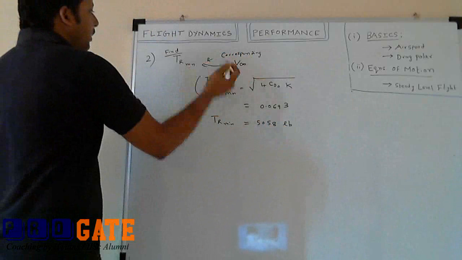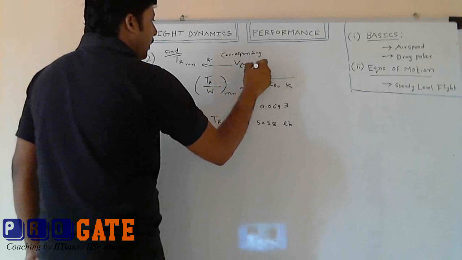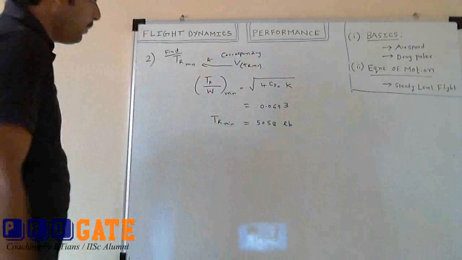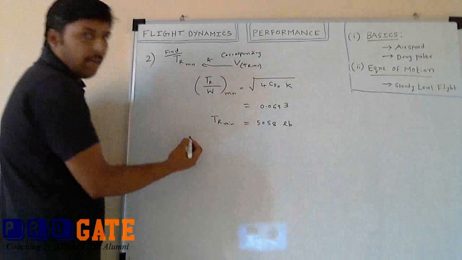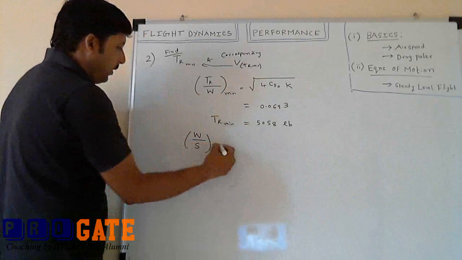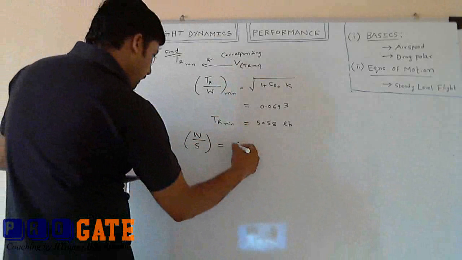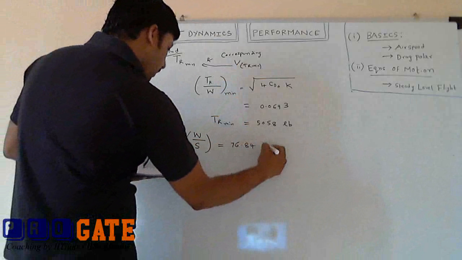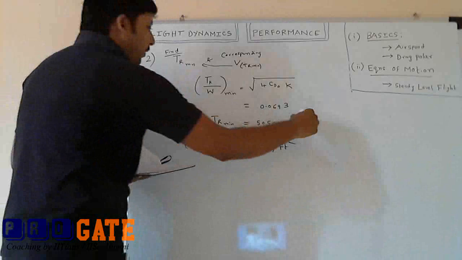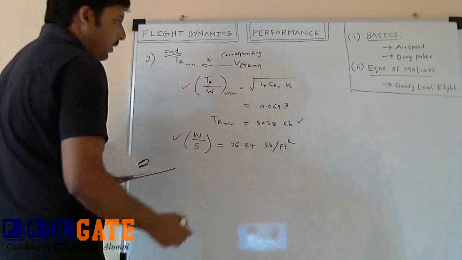Corresponding velocity to this, so you can put V at TR min. To find V at TR min, let us find the other design parameter we have discussed, which is the wing loading, W by S. We know W and we know S. So W by S is 76.84 per square foot. So we know TR min by W and W by S.